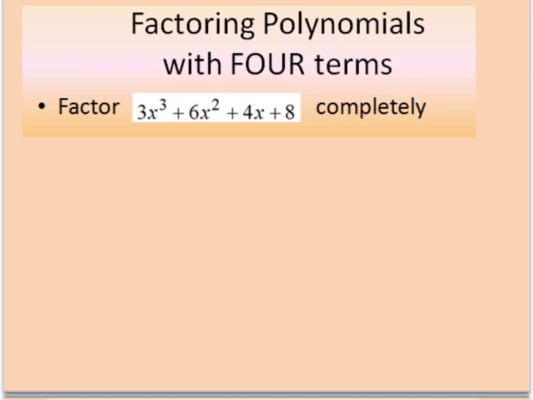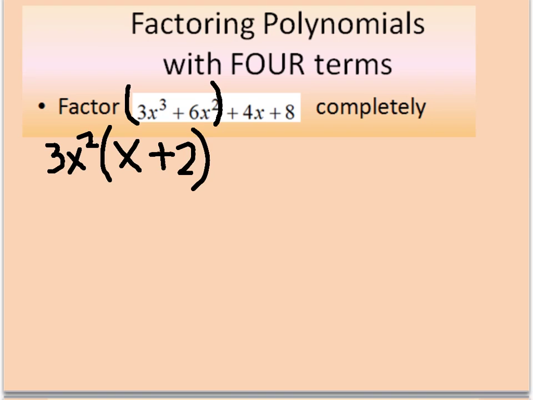Okay, this polynomial, I start out with 4 terms to begin with, so I know I'm probably going to do factor by grouping. So I look at my first two terms, and I see if there's a common factor, and I notice that it's 3x to the second. So I'm going to divide both of those by 3x to the second. The first term becomes x, the second term becomes 2.